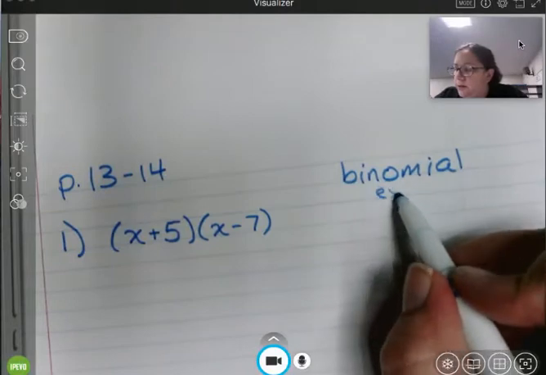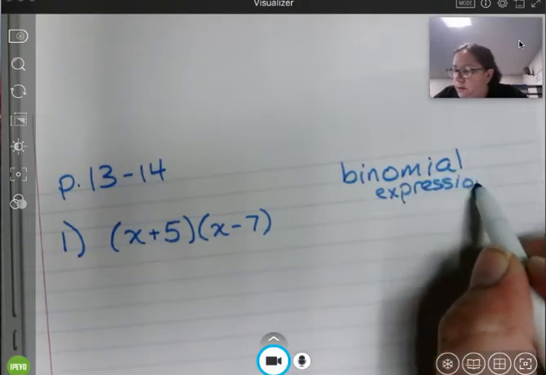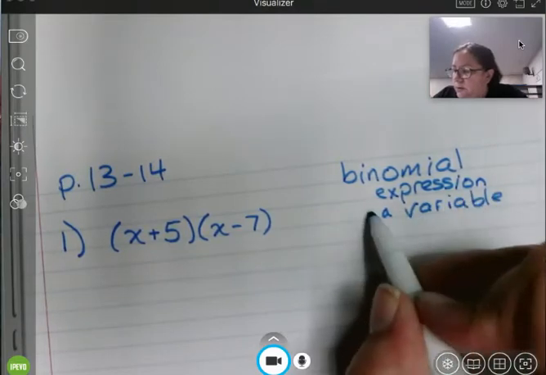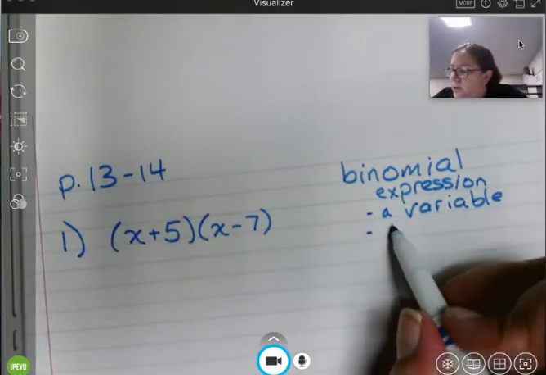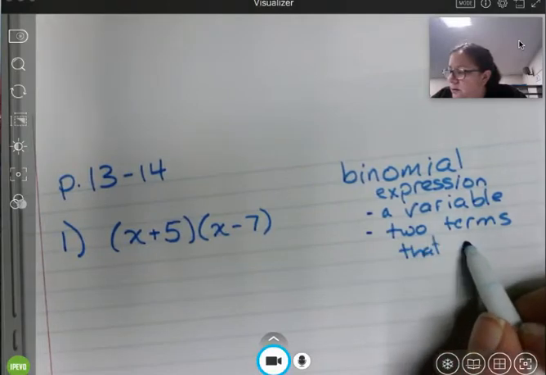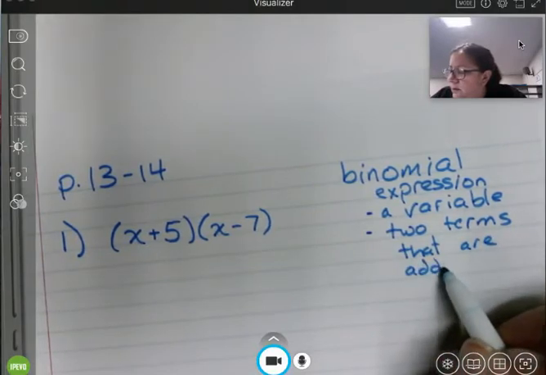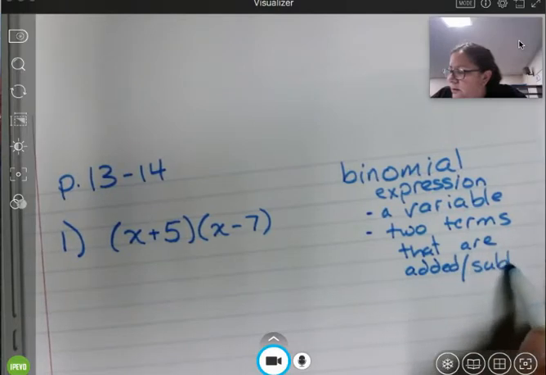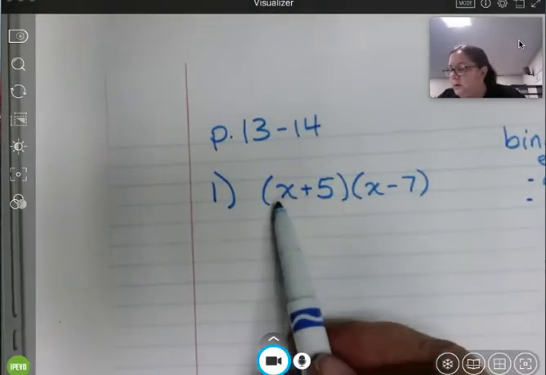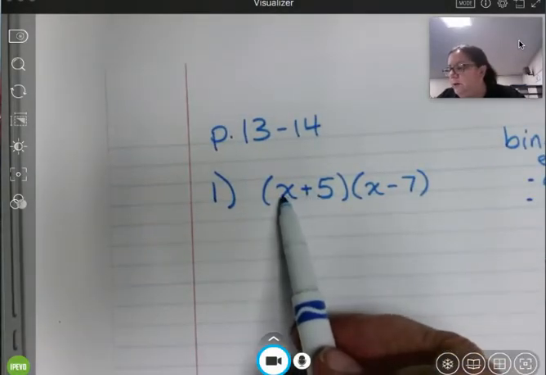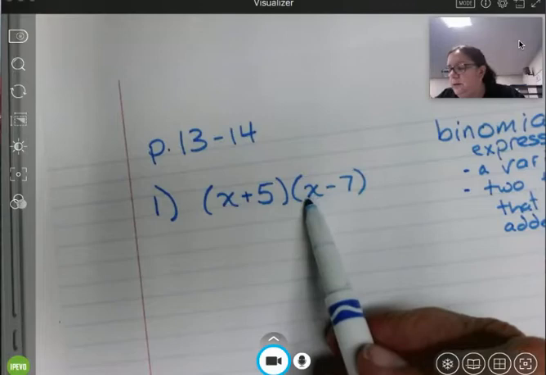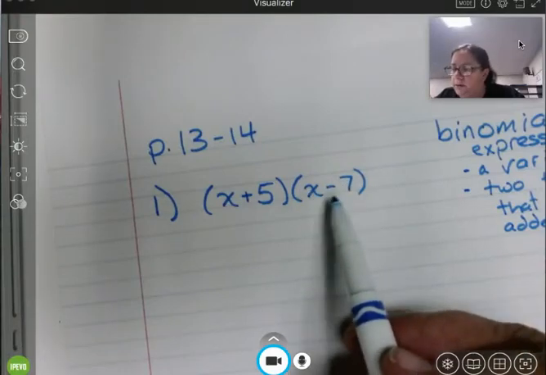is a mathematical expression that has a variable and it has two terms that are added or subtracted. It can have more than one variable, but it has to have at least one. So x plus 5 is a binomial because we have a variable and then we have two things, they're added or subtracted. This is another binomial because there's a variable and it has two things, they're added or subtracted.